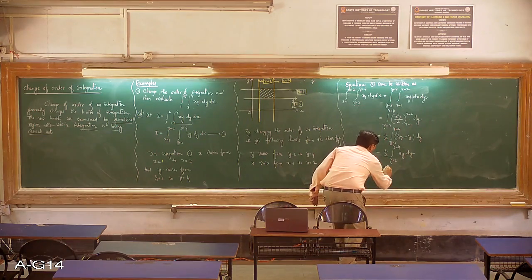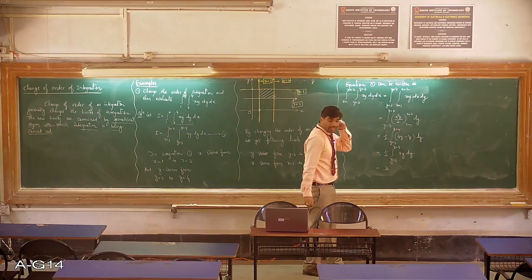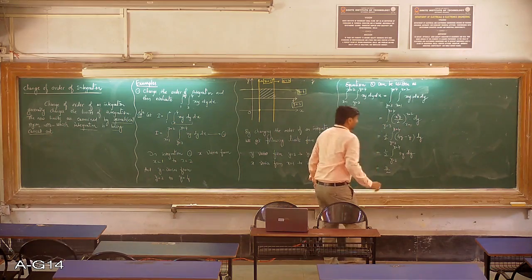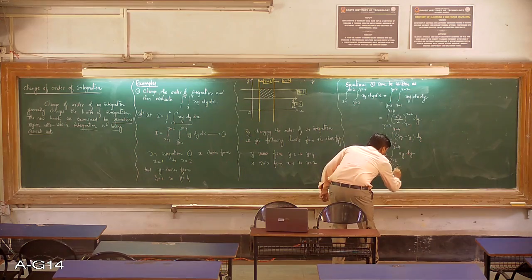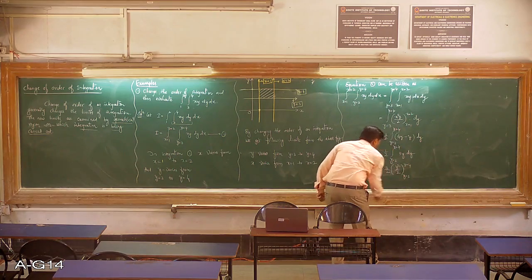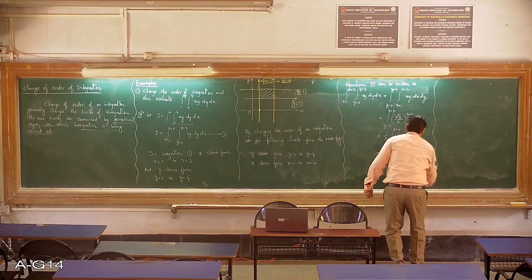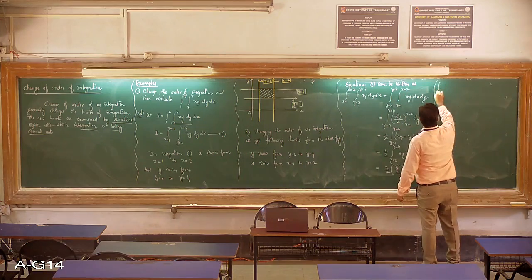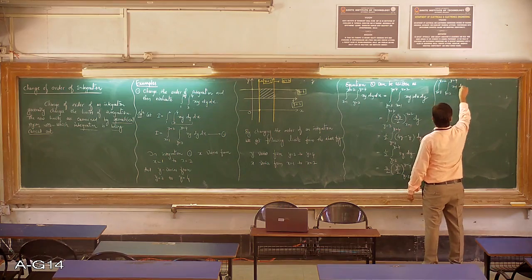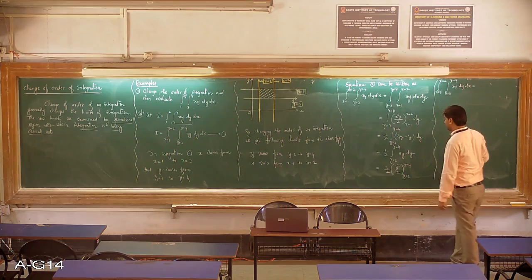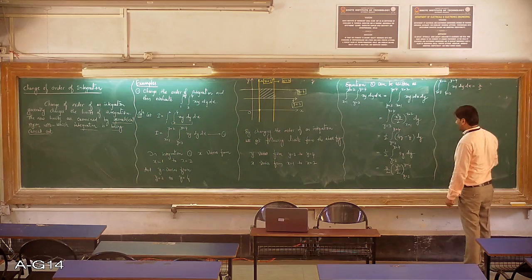So now, you can keep that 3 outside because it is constant, 3 by 2. Then integration of y is y square by 2, and the limits are from y equals 3 to y equals 4. Therefore integration from x equals 1 to x equals 2, y equals 3 to y equals 4, xy dy dx is equal to 3 by 2.